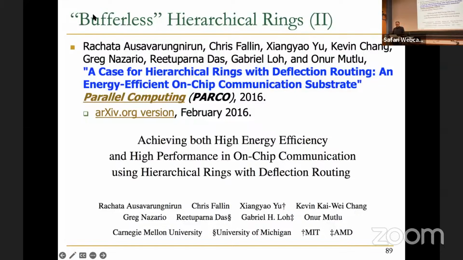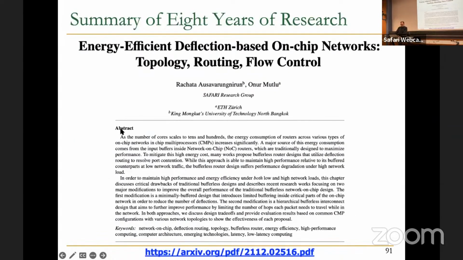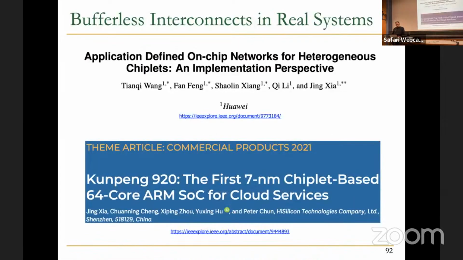And this paper also discussed bufferless routing in hierarchical rings, essentially. And we also wrote a book chapter on bufferless and minimally buffered deflection routing. And you can check all these summary papers.